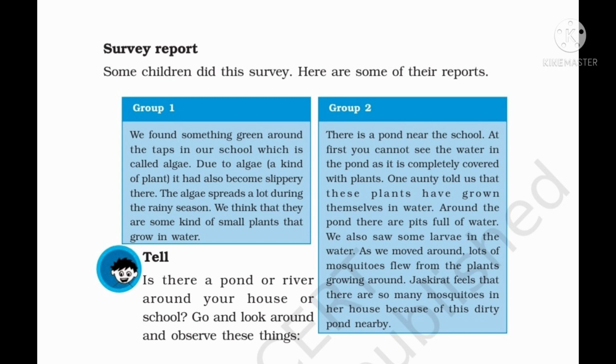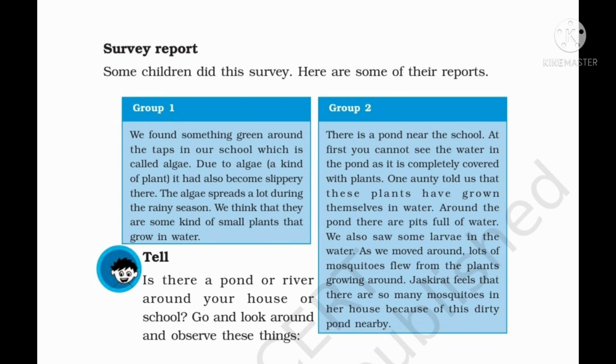We think that they are some kind of small plants that grow in water. So in a way we can say that some of the algae are mostly aquatic, means they grow in water. Let us take a peek into what group 2 found.